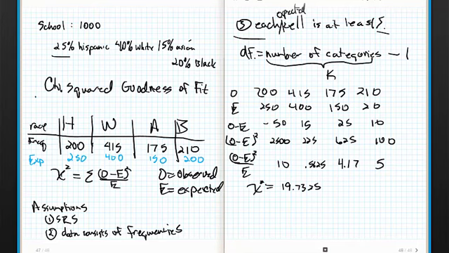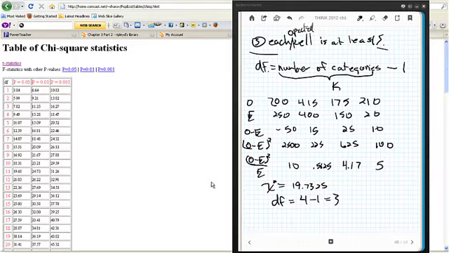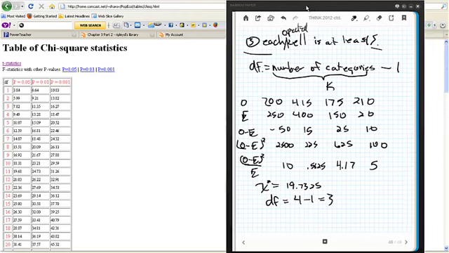19.755, that's it. Okay, now, just like before, watch how simple this is. I'm going to jump onto my chart. Remember, my degrees of freedom in this case: there are 4 categories, so it's 4 minus 1, which is 3. I'm going to pop out here's my chi-squared right here.